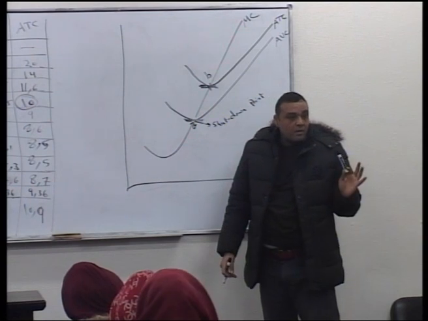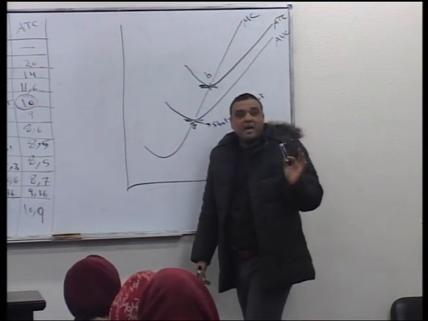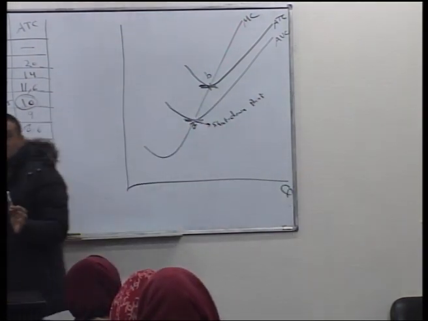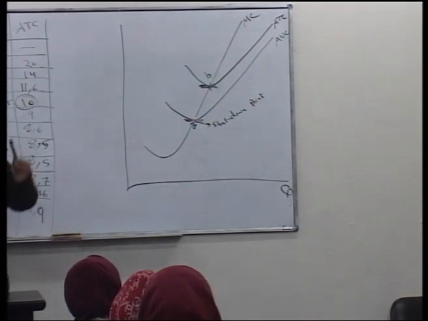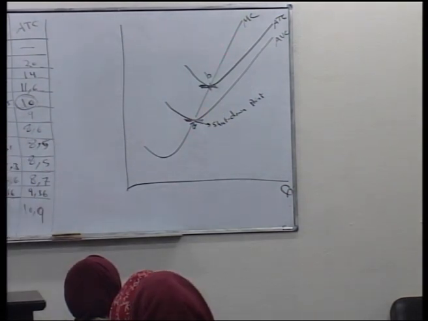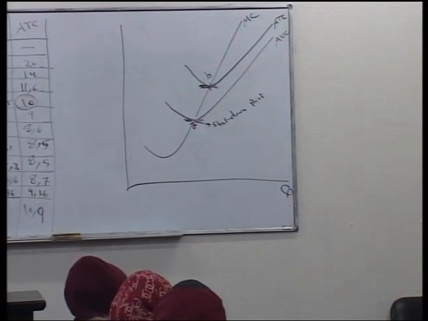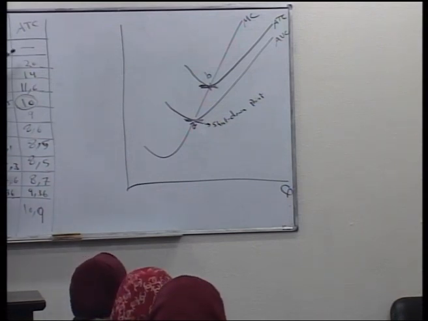So, where is the break-even point? It is at the minimum ATC. Here. Where is the minimum ATC? Where is ATC here?